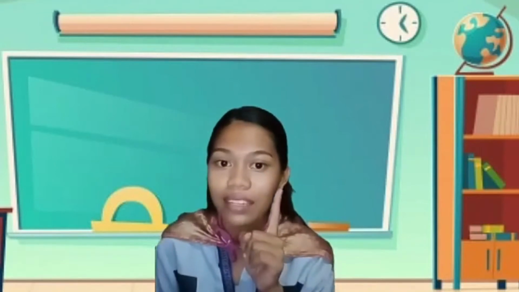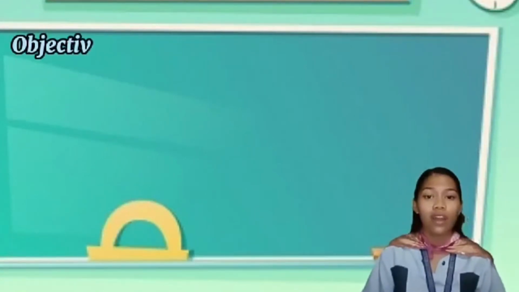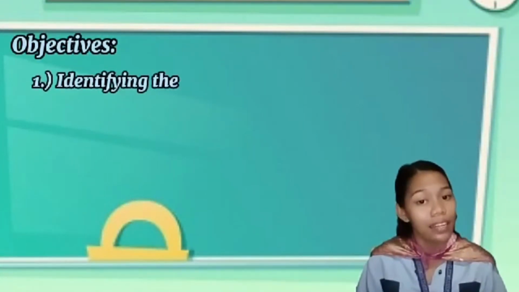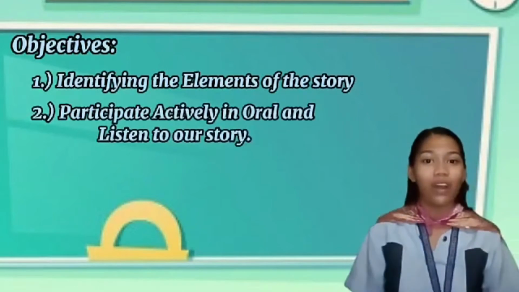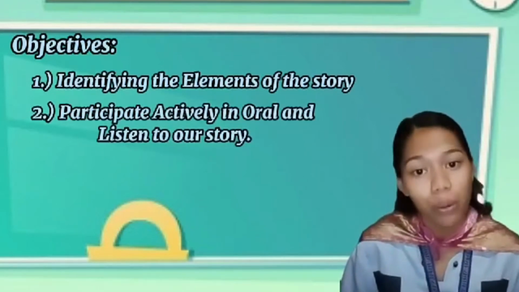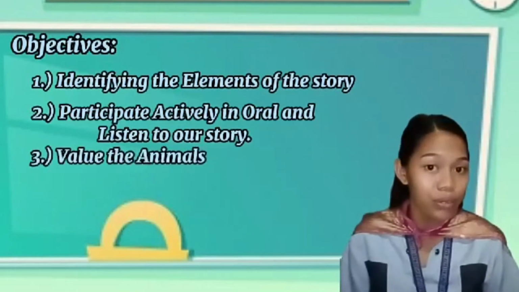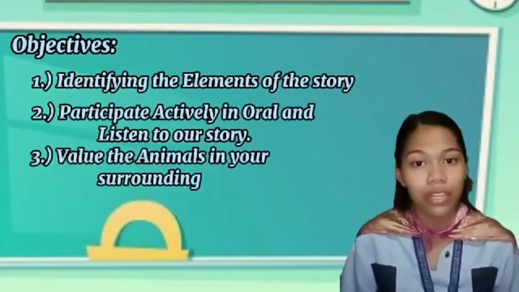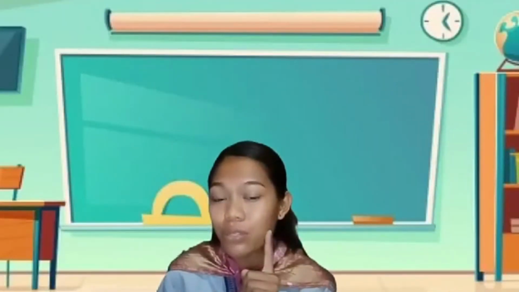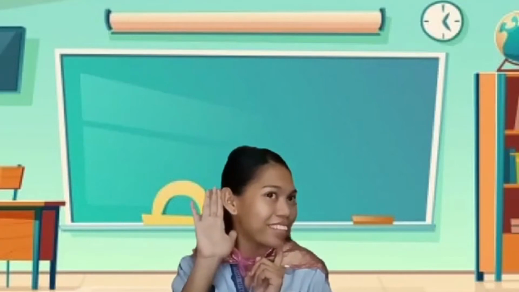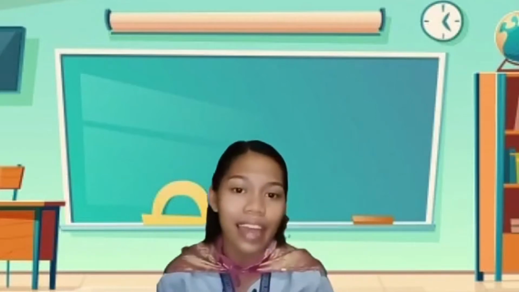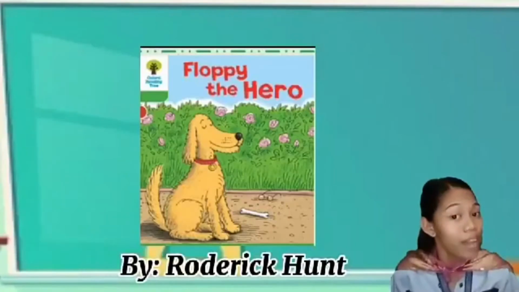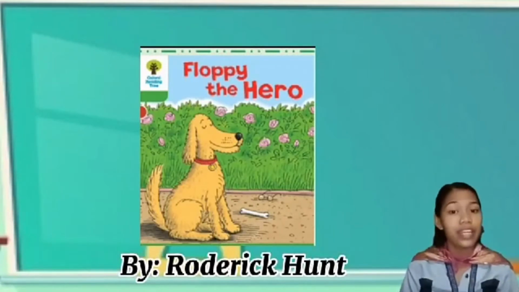But before that, we need to read our objectives for today. Let us read together. Number one, identifying the elements of the story. Second, participate actively in oral and listen carefully to our story. And lastly, value the animals in your surroundings. Alright, are you ready to listen to our story for today? If you are ready, say hooray! Hooray! Okay, let us read the story of Fluffy the Hero by Roderick Hunt.